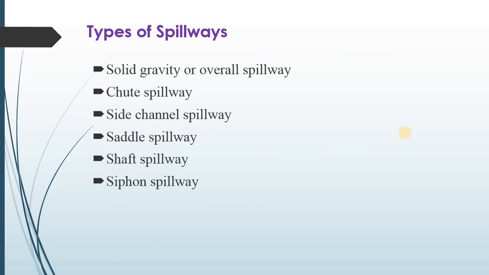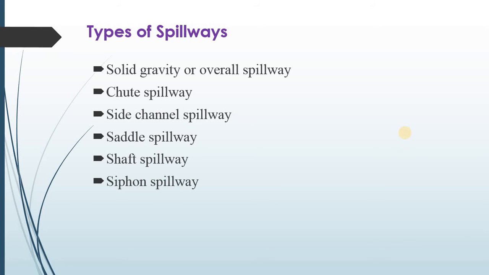Now next, types of spillways. Now what is the spillway? It is the safety wall for the dam. So the spillway is used to discharge the water during flood period without passing through the powerhouse. So it acts as a safety wall for a dam.